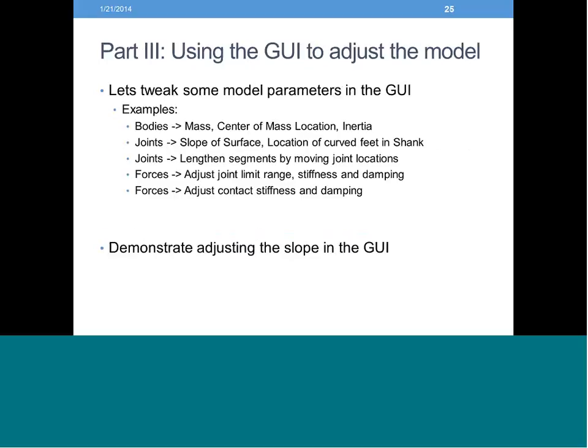So in this section, I want to highlight how you can use the GUI to adjust the model. As you're building your walker, there are several model parameters which are likely to change. You might, for example, change the mass, center of mass location, and inertia of the body. You might want to change the slope of the surface or the location of the curved feet, or whatever feet you've created, relative to the shank. You can lengthen or shorten these segments by moving the joint locations. You can adjust the forces, for example, the joint limit forces.